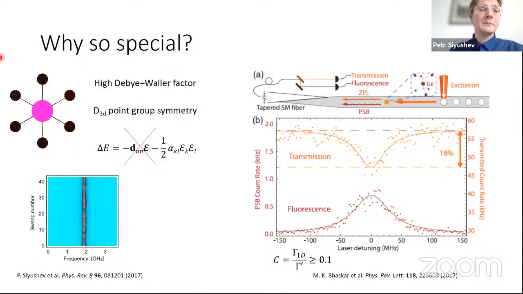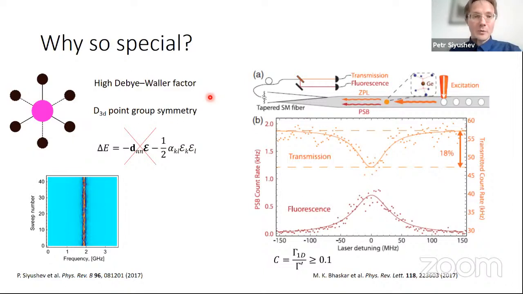Why is that? As I said, the defect possesses D3D symmetry, which means it also has inversion symmetry. So because it has inversion symmetry, there is no permanent dipole moment, and there is no linear Stark effect, only second order. And in this situation, if you sweep the laser across the resonance, you always see that the line is very stable over many sweeps, and this is an extremely nice feature. Okay, I hope we are all convinced that the optical properties are very nice.